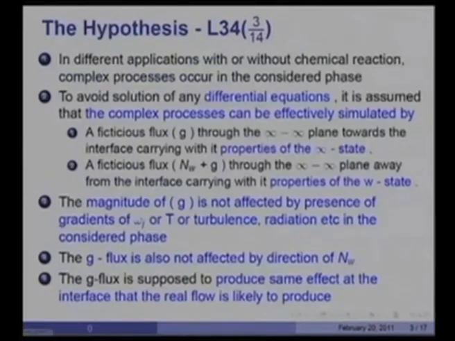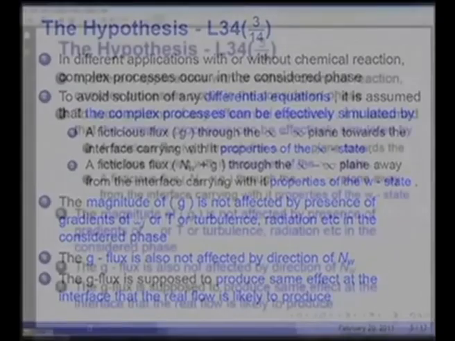And yet, in spite of these assumptions made, the G flux is supposed to produce the same effect at the interface that the real boundary layer flow is likely to produce. This is the claim of the model. This is the claim of the hypothesis, that it can in fact represent all effects of a real boundary layer flow, although the method is very simple and algebraic.